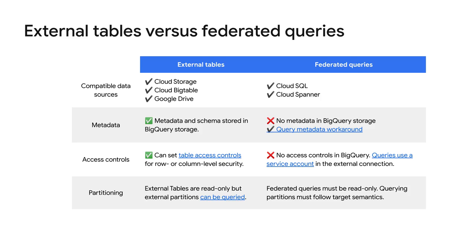For external tables, the table metadata and schema are stored in BigQuery storage, but the data itself resides in the external data source. Whereas for federated queries, getting metadata requires sending a query to the external database because the table metadata is not stored in BigQuery. When it comes to access controls, external tables have more flexibility and support column and row-level security. BigQuery Omni is a type of external table that allows you to query data across clouds for data sources in S3 and Azure Blob Storage service.